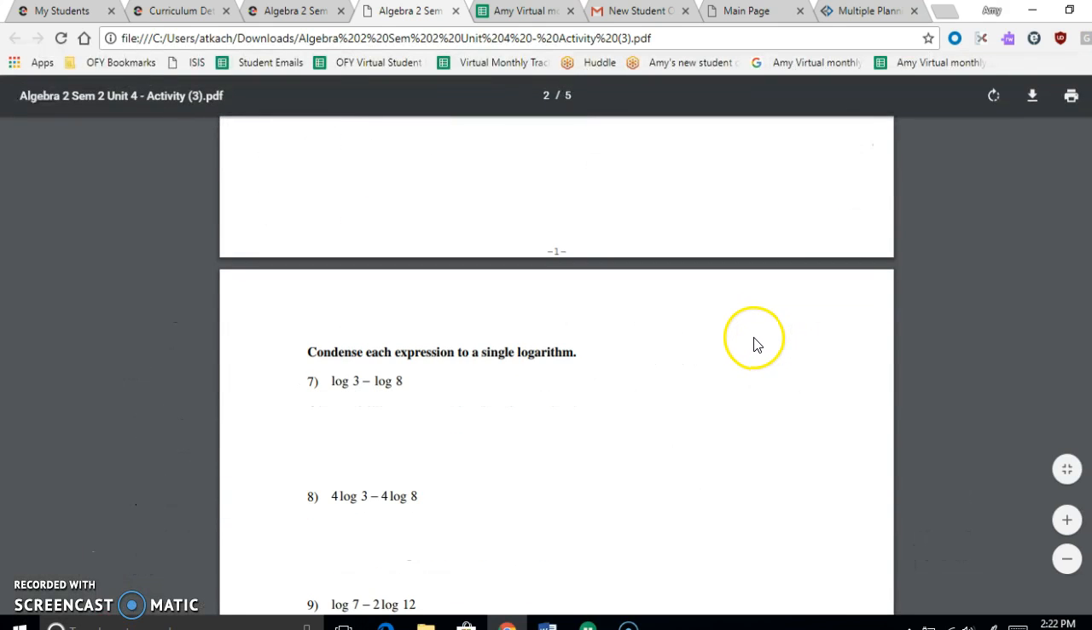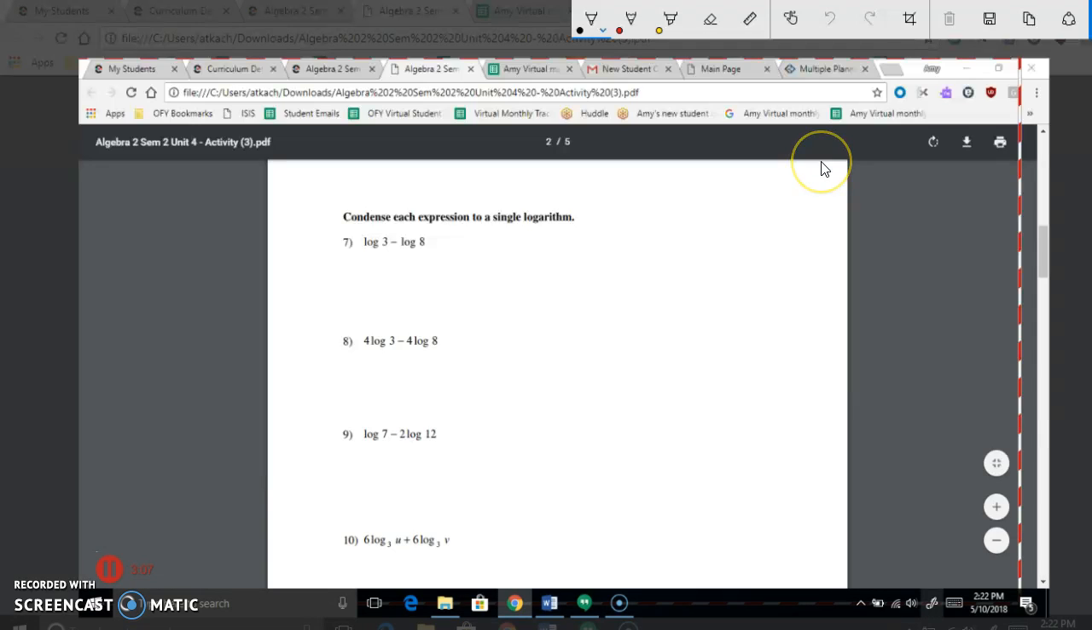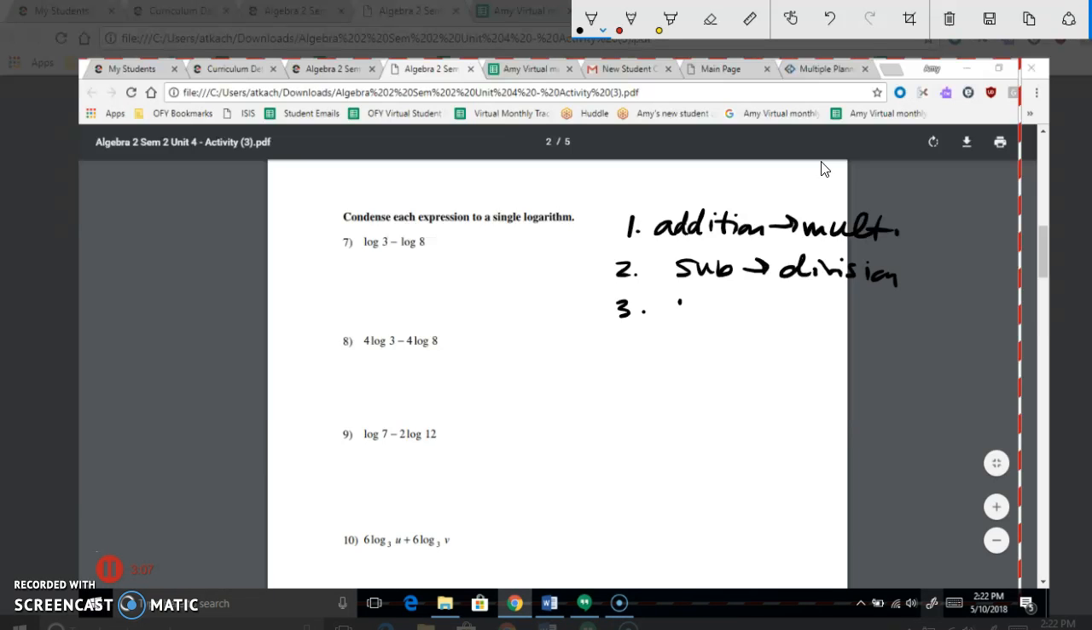Now let's go ahead and do condensing, which is exactly the opposite. So for this one, addition goes to multiplication, and subtraction goes to division, so it's opposite as before. And then if you have a coefficient, it becomes a power. Okay, so like this first one here, if we do an example, let's do log of 17 minus log of 11. Then the subtraction becomes division, so we get log of 17 over 11.